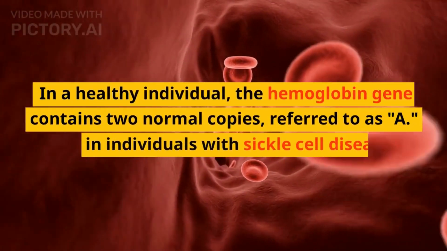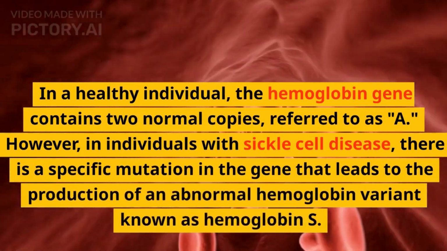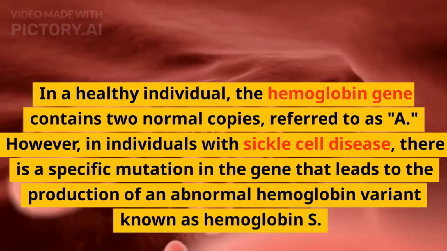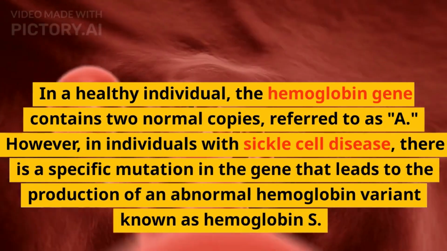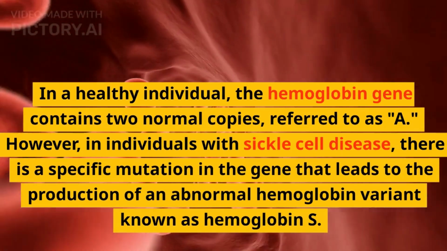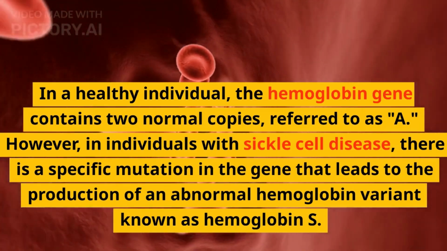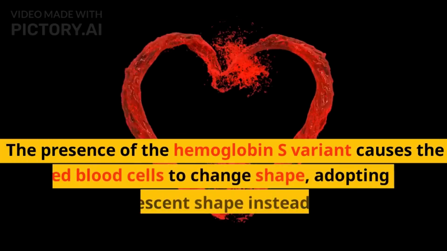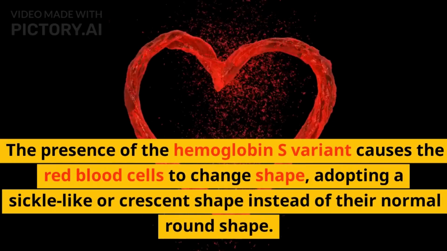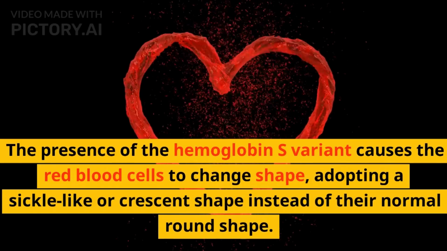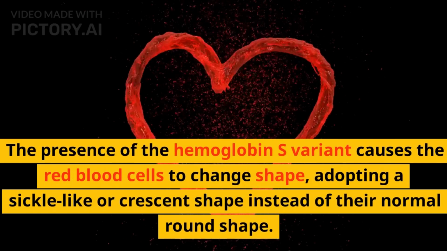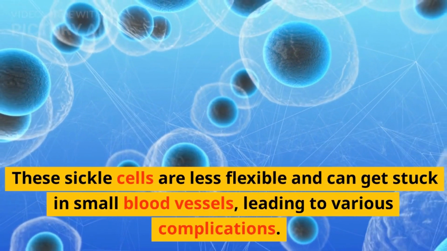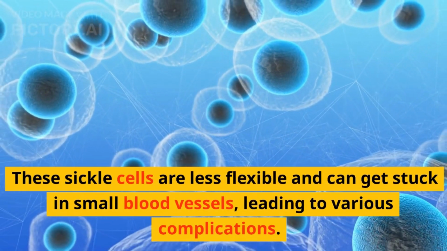In a healthy individual, the hemoglobin gene contains two normal copies, referred to as A. However, in individuals with sickle cell disease, there is a specific mutation in the gene that leads to the production of an abnormal hemoglobin variant known as hemoglobin S. The presence of the hemoglobin S variant causes the red blood cells to change shape, adopting a sickle-like or crescent shape instead of their normal round shape. These sickle cells are less flexible and can get stuck in small blood vessels, leading to various complications.